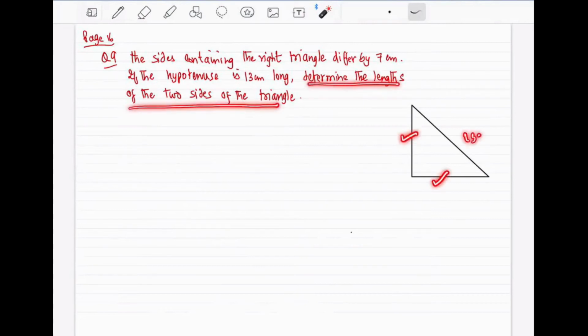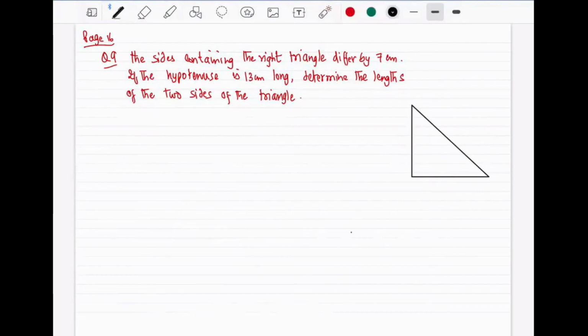This is already given as 13 centimeters. Let's put 13 centimeters here. We don't know these two, right? So let's say this is the shorter one. The shorter one, we are taking as x. What will the other one be then? X plus 7, as the question said. The question said they differ by how much? 7 centimeters. So here in the solution, start the solution.